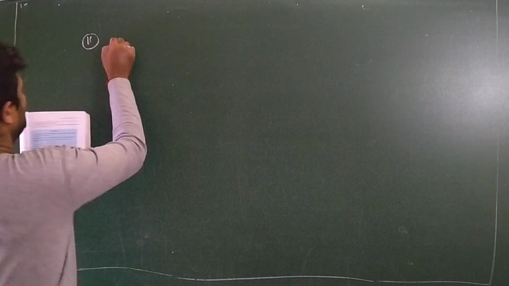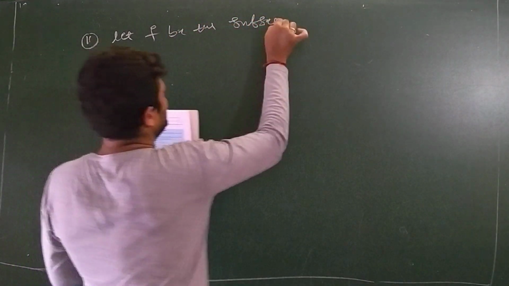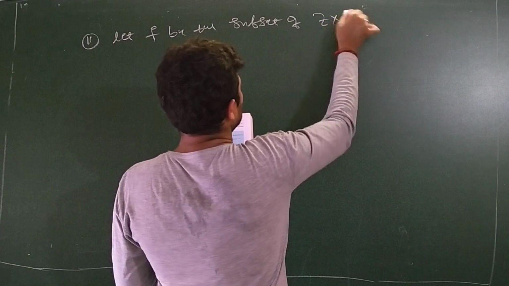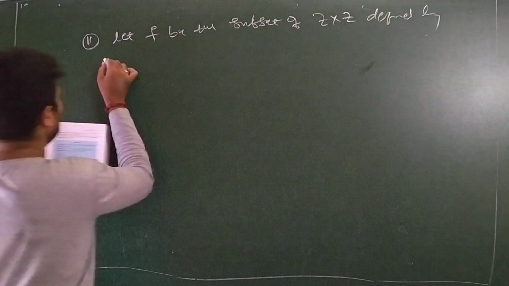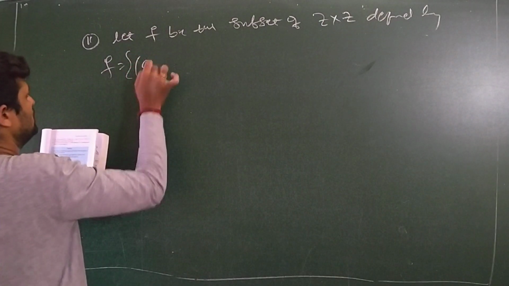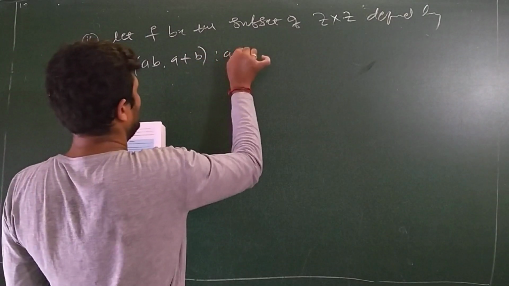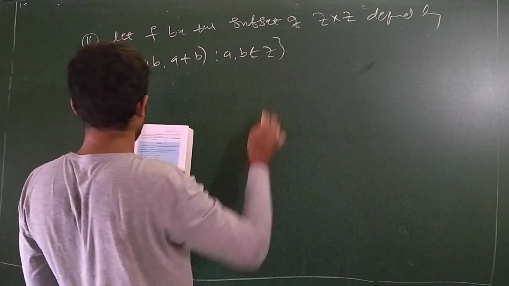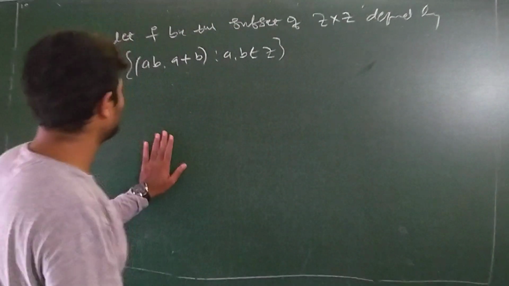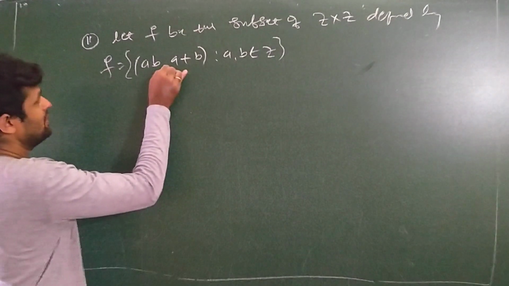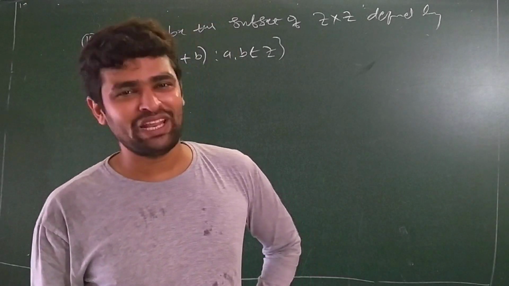Let f be the subset of Z cross Z defined by f is equal to a times b comma a plus b, where a comma b belongs to Z. Is f a function from Z to Z? Justify your answer. Sir, why are you telling repeatedly? There is a meaning.